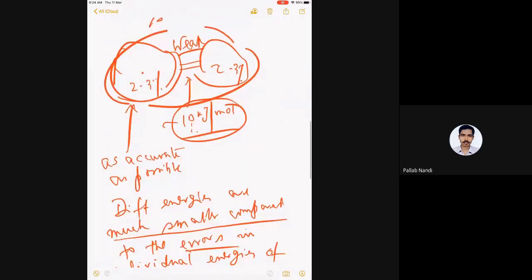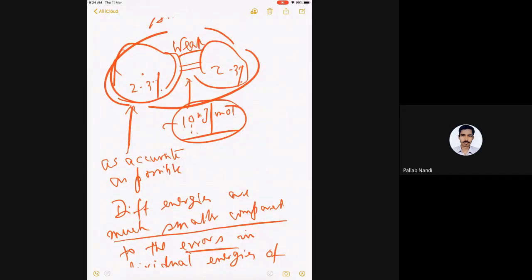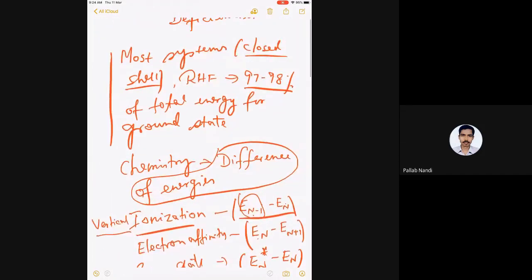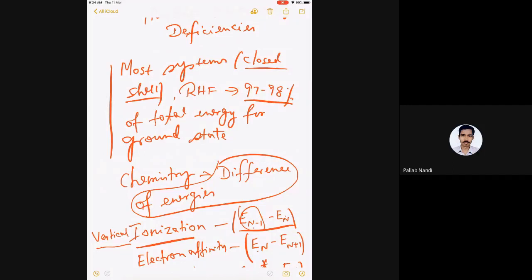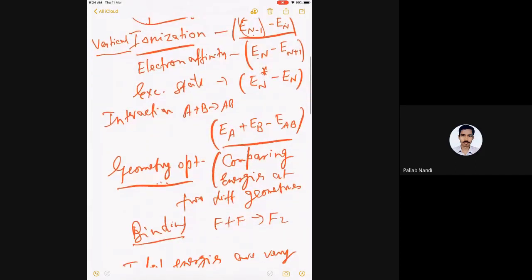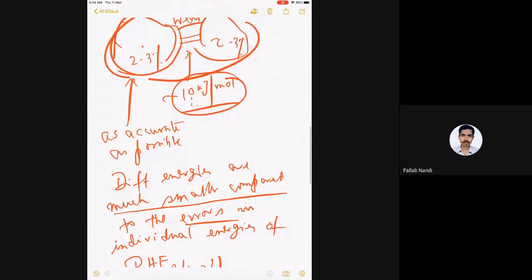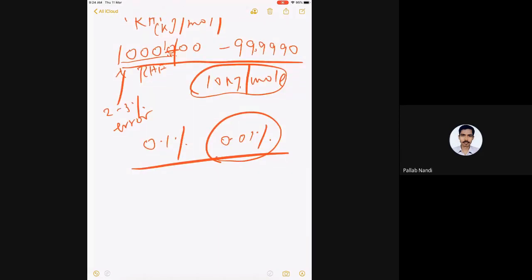And RHF is pretty bad. So what I'm trying to say is that the 2 to 3% error that you are keeping in the restricted Hartree-Fock is not acceptable, because the energies of interest are not the total energies, but the difference energies, which are much, much smaller compared to the error bar. So I need a much more accurate theory. Is it clear? Yes. Hello? Yes? Is it clear to all?